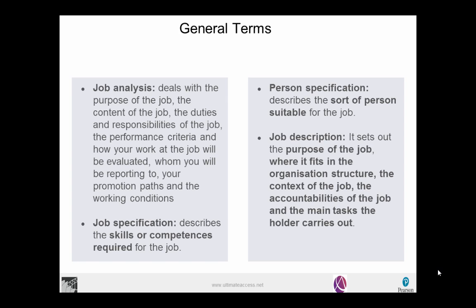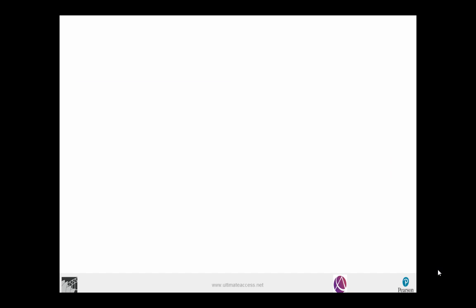Then job description sets out also the purpose of the job, where it fits in the organizational structure, what is the context of the job, what are the accountabilities of the job, and the main tasks the holder will carry out. So you realize that job description and job analysis tend to have some relation.